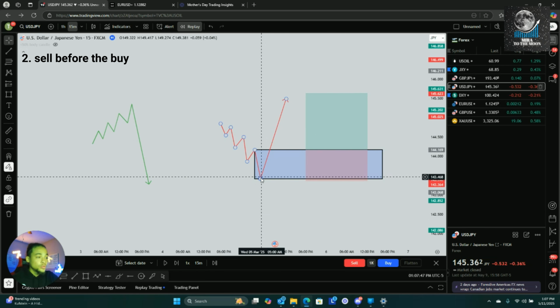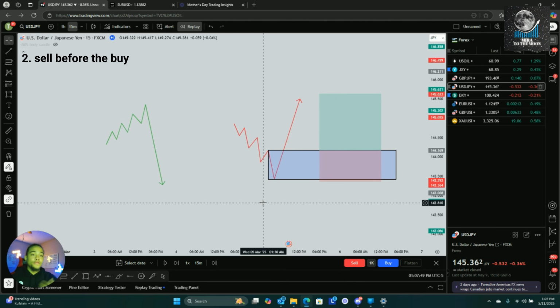Okay, so the stop loss would go right behind here because, as we talked about in video 1, this is a swing low. The same thing, guys. This is a swing low, but this is now called a demand zone.